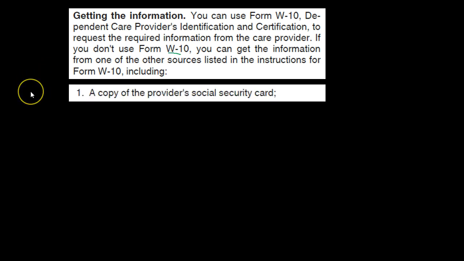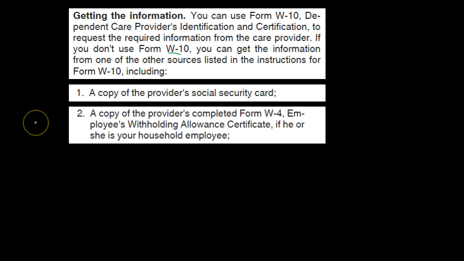So number 1, a copy of the provider's social security card. So that's one item we could use for the information. Number 2, a copy of the provider's completed Form W-4, Employee's Withholding Allowance Certificate, if he or she is your household employee. So if we're talking about a household employee, then they should be our employee.